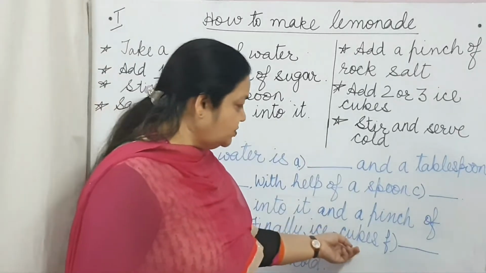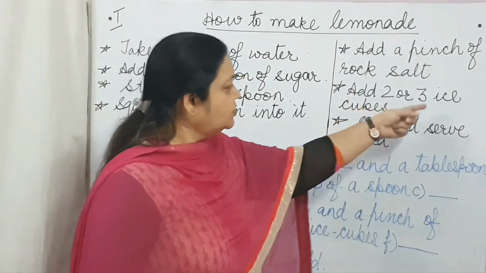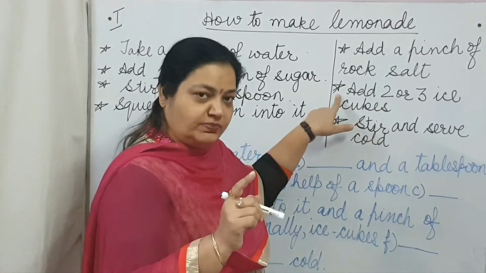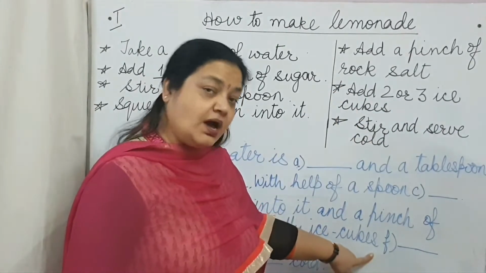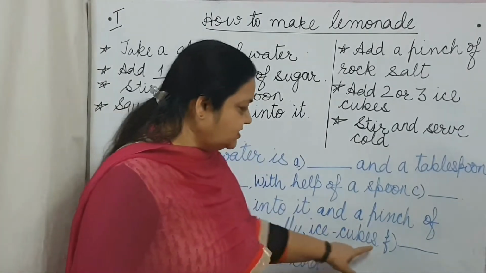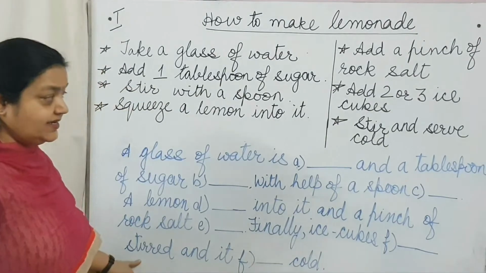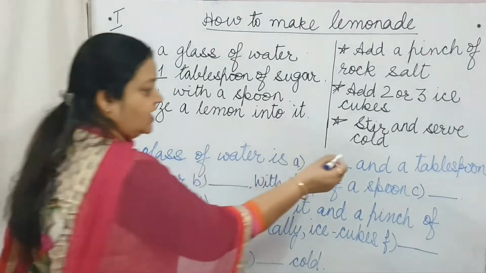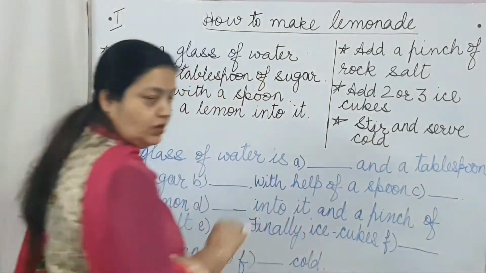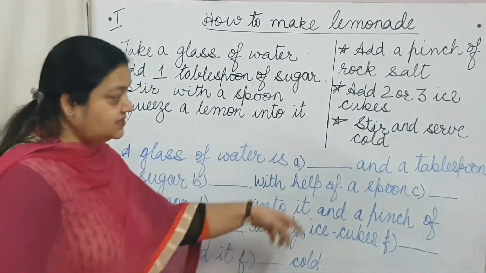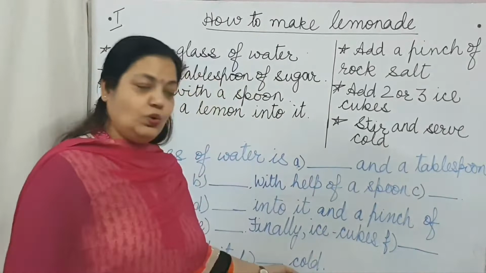Finally, ice cubes, dash. Add 2 or 3 ice cubes. Again add, first form of the verb. If it is ice cubes, then it is are added. So finally, ice cubes are added and it is stirred. Now the last point says stir and serve cold. So it is stirred and it is served cold.